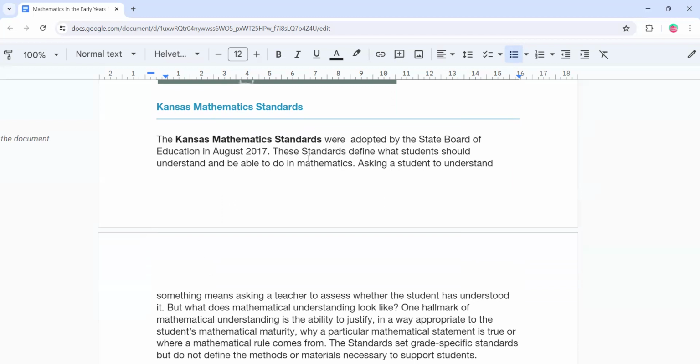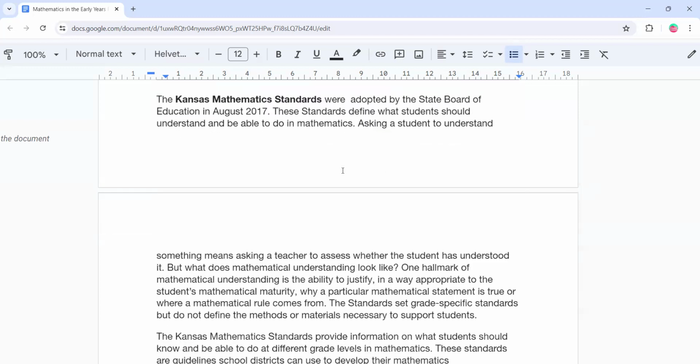Asking a student to understand something means asking a teacher to assess whether the student has understood it. But what does mathematical understanding look like? One hallmark of mathematical understanding is the ability to justify, in a way appropriate to the student's mathematical maturity, why a particular mathematical statement is true or where the mathematical rule comes from. The standards set grade-specific standards but do not define the methods or materials necessary to support students.